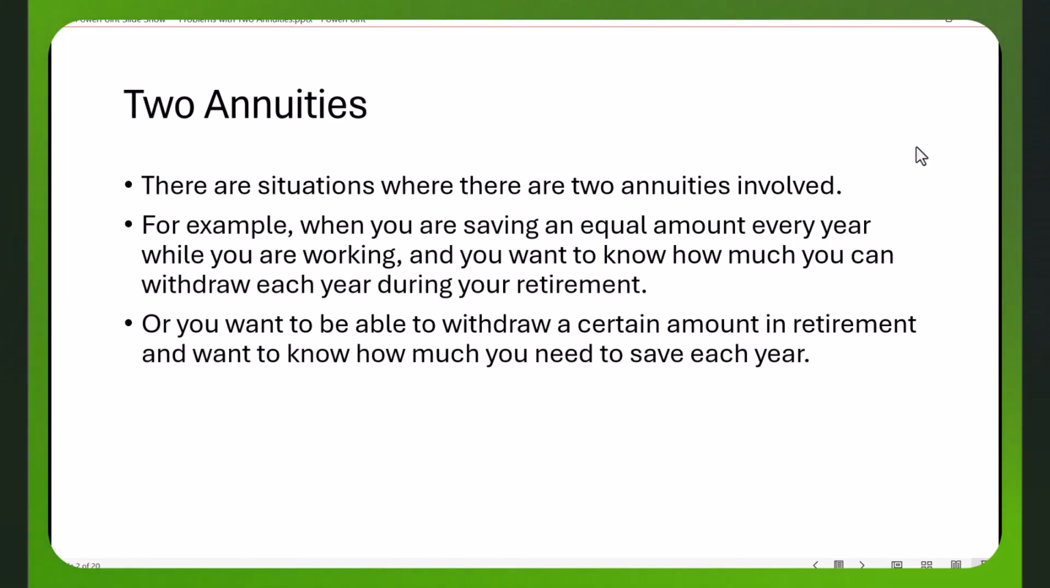So there are these situations where there are two annuities involved. For example, when you're saving an equal amount every year while you're working, and you want to know how much you can withdraw each year during retirement. Or we can do the opposite case. You want to be able to withdraw a certain amount in retirement, and then you want to know how much you need to save each year while you're working. So there are two annuities here: the amount you're saving and the amount you're going to withdraw.